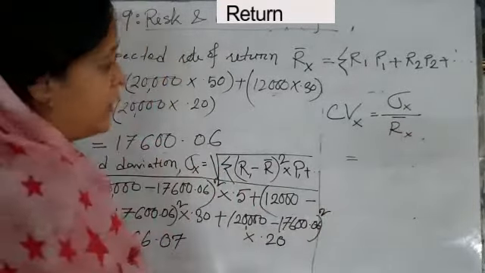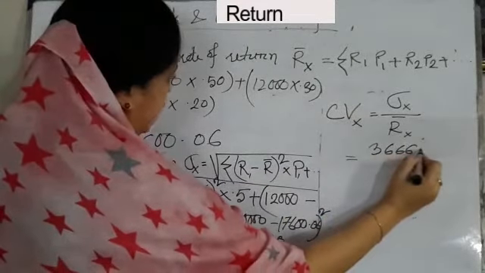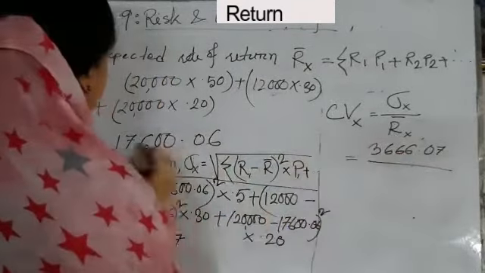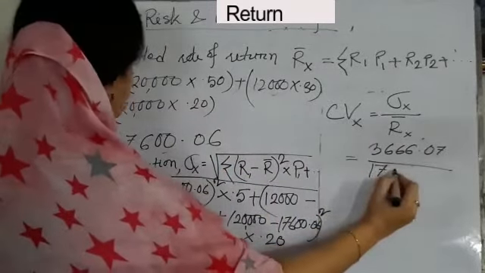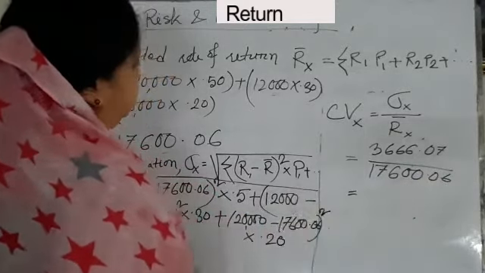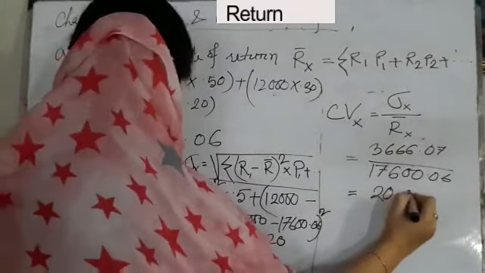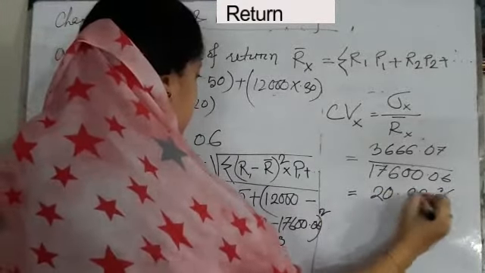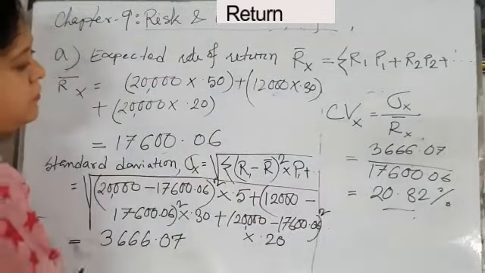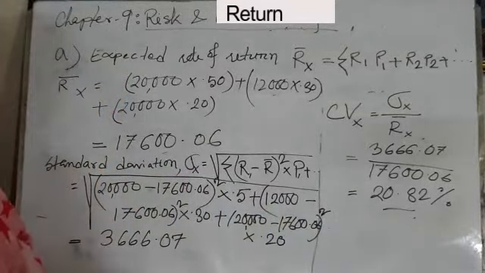Here I am putting all the values, and the values are 366.07 divided by R bar X, 70,600, and the answer is 20.82%. This is the CV covariance of project X. This is the requirement of number A.